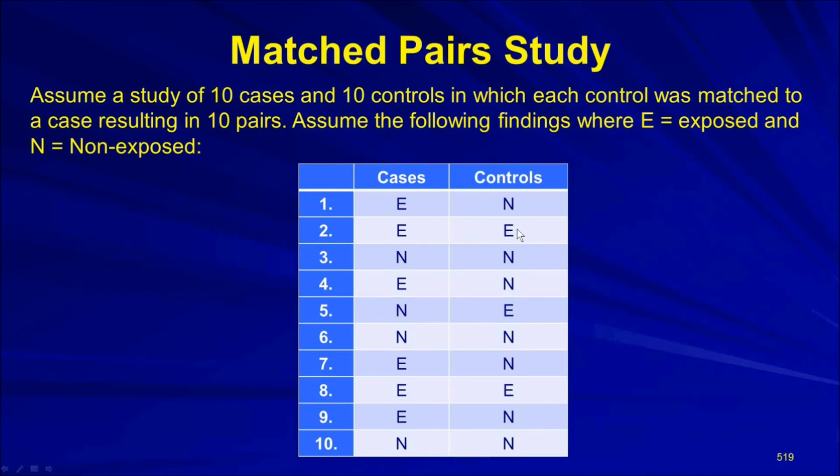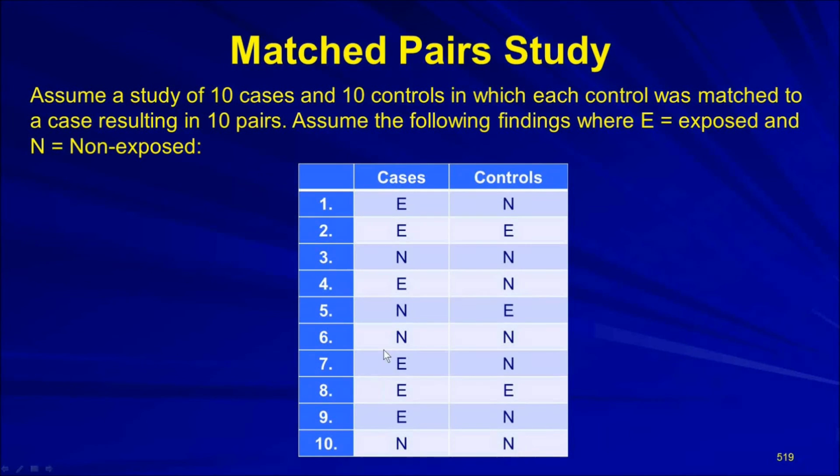This is a concordant pair. We're not interested in that. This is a concordant pair. We're not interested in that. This is a discordant pair. We're going to be interested in that. This is another discordant pair. We'll be interested in that. We won't be interested in this because they're a concordant pair. This is a discordant pair. This is a concordant pair, and this is a discordant pair, and this is a concordant pair.